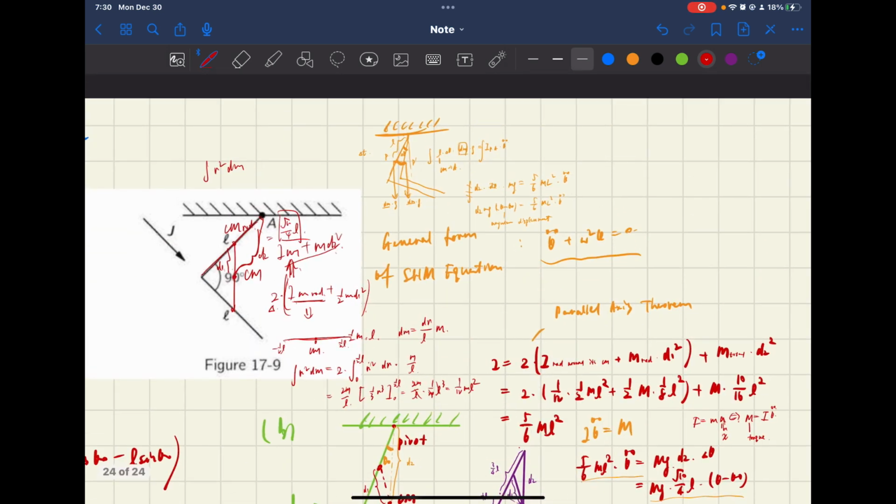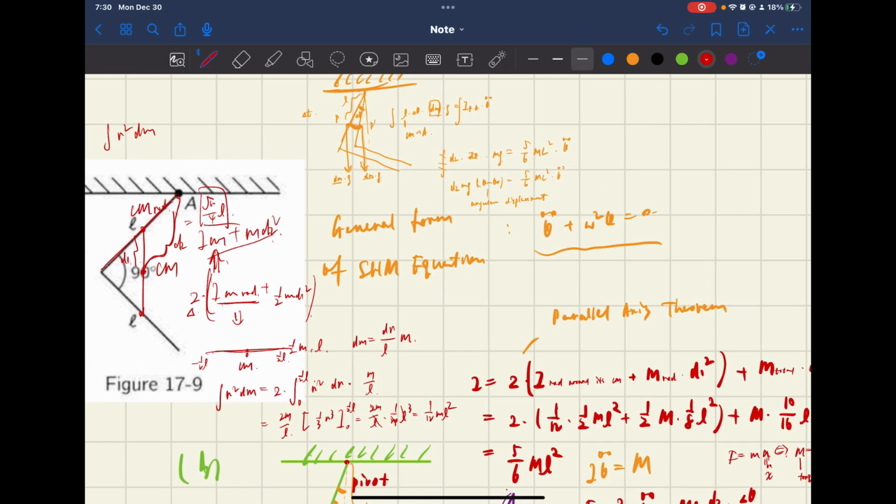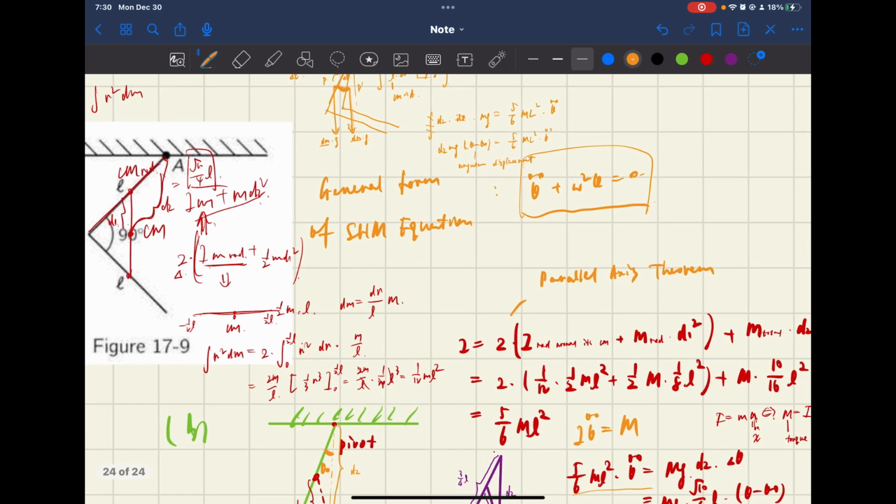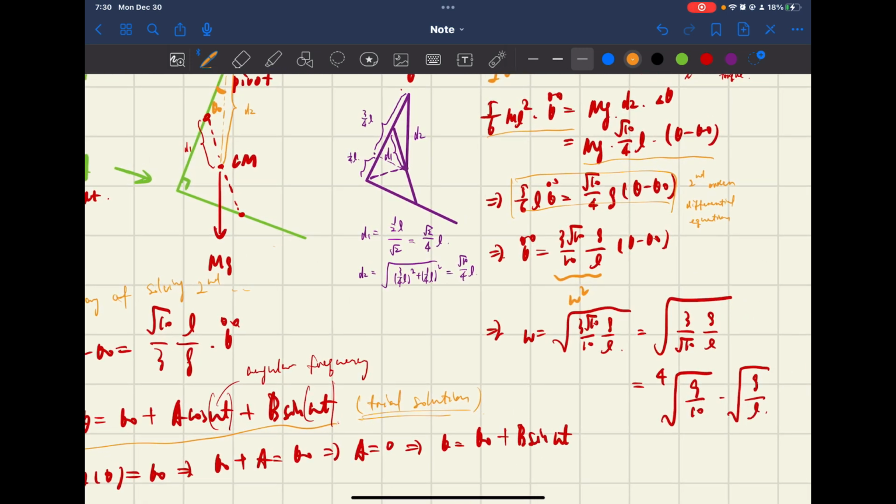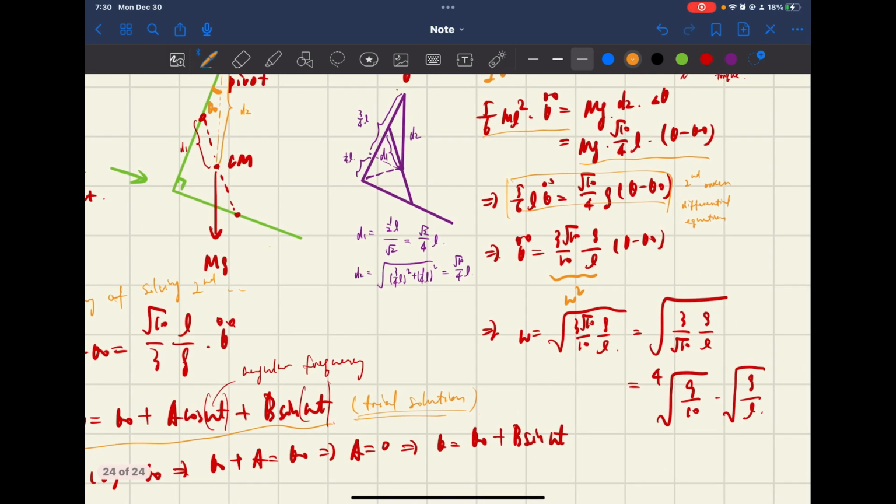We're missing an equation here. The equation we're missing is the general form of the SHM equation, which takes the form of this. So whatever is the coefficient of theta is omega squared. Okay, so with this function, we transform it to this form.